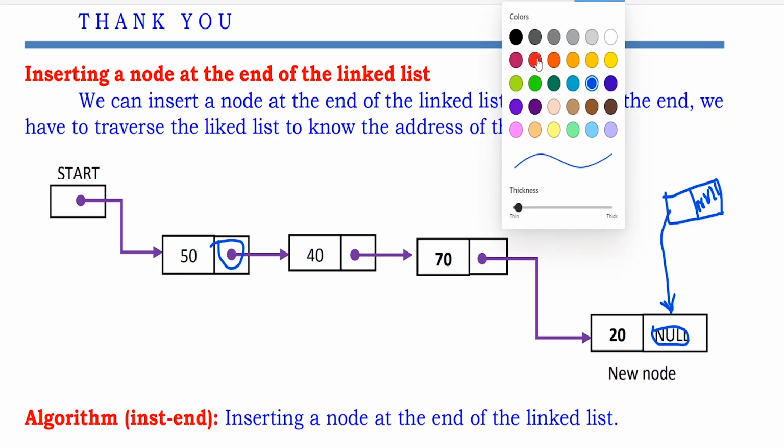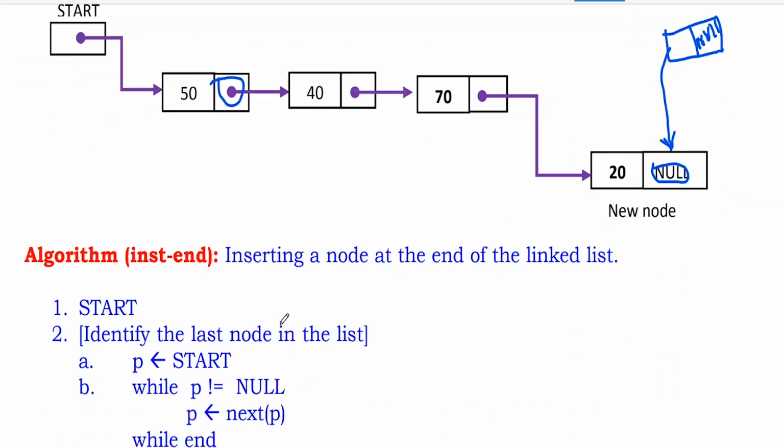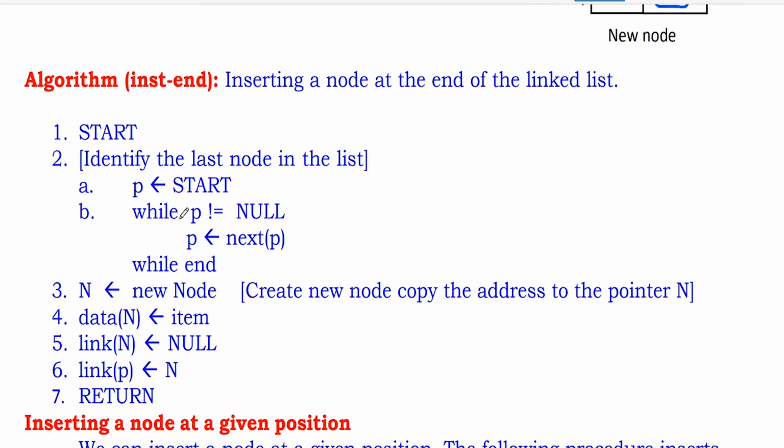Let me take it with the algorithm. Inserting a node at the end of the linked list: there are some modifications we have to make here. Start: P is equal to start. I think we already know P and start are pointing to the first node. So while P, this condition we have to change here. This is not the correct one. As I told, the condition will be like this.